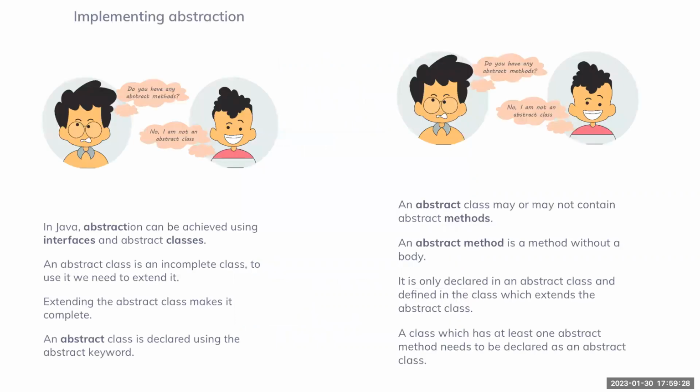Okay, let's go to the next topic. How do we achieve this abstraction in Java? It can be done in two ways: one is using interfaces, and the other is abstract classes.